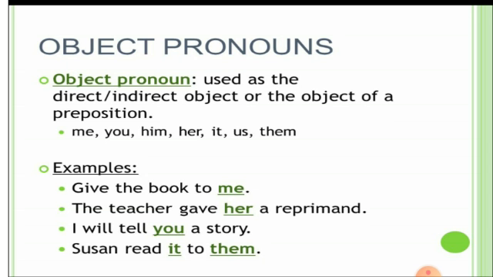When we use it, as I said, we have gone through the pronouns chart, as you can check in that. Next, the teacher gave her a reprimand. Okay, next, I will tell you a story. Next, Susan read it to them.